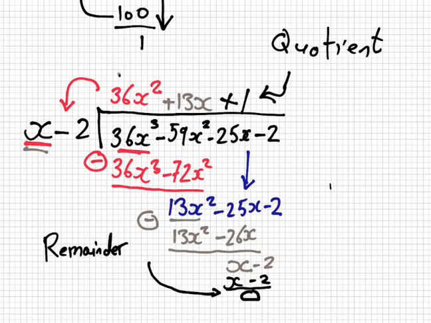So this answer up the top here, that's called the quotient. And this answer down the bottom here, that's called the remainder. I'll do another example. This is called the quotient, this is called the remainder, and this is a minus.